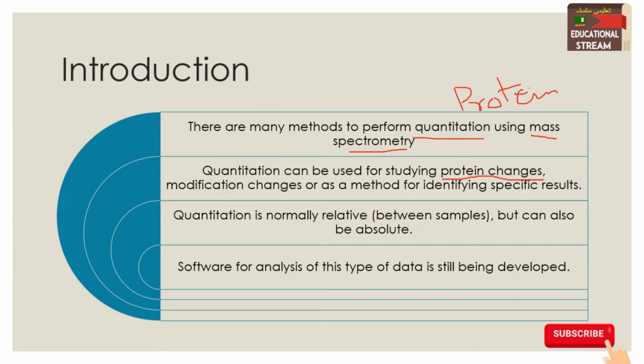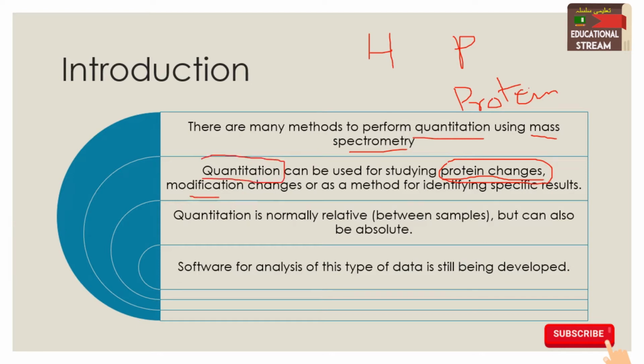For example, in case of a disease a protein change occurs. If we know that in sickle cell anemia a mutation occurs in the protein, which results in the formation of abnormal red blood cells, right? So if we compare a healthy person with the patient, we can see the protein changes and what amount of the protein is being produced, which we can estimate by quantitation.